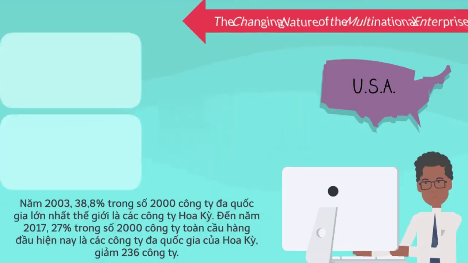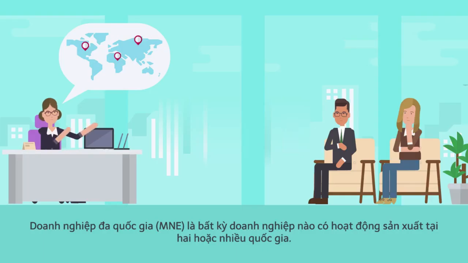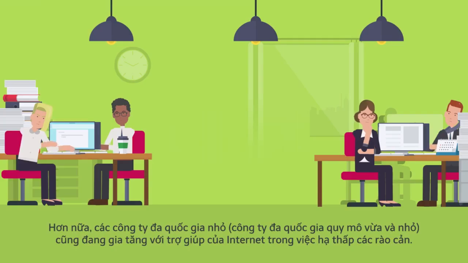The changing nature of the multinational enterprise. In 2003, 38.8% of the world's 2,000 largest multinationals were US firms. By 2017, 27% of the top 2,000 global firms were US multinationals, a drop of 236 firms. A multinational enterprise, MNE, is any business that has productive activities in two or more countries. Furthermore, mini multinationals, medium and small-sized multinationals, are also on the rise, with the internet lowering barriers.